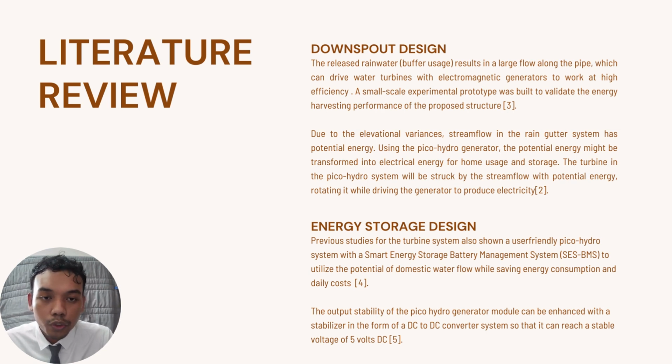Next, due to elevational variance, stream flow in the rain gutter system has potential energy. Using the PICOHYDRO generator, the potential energy might be transformed into electrical energy for home usage and also storage. The turbine in the PICOHYDRO system will be struck by the stream flow with potential energy, rotating it while driving the generator to produce electricity. So next is the energy storage design.